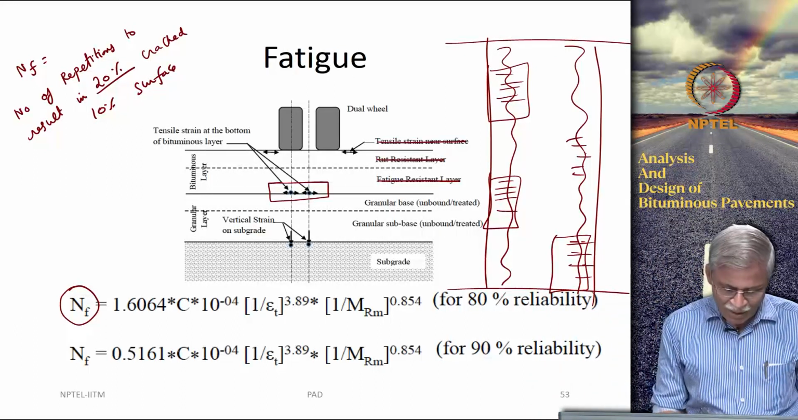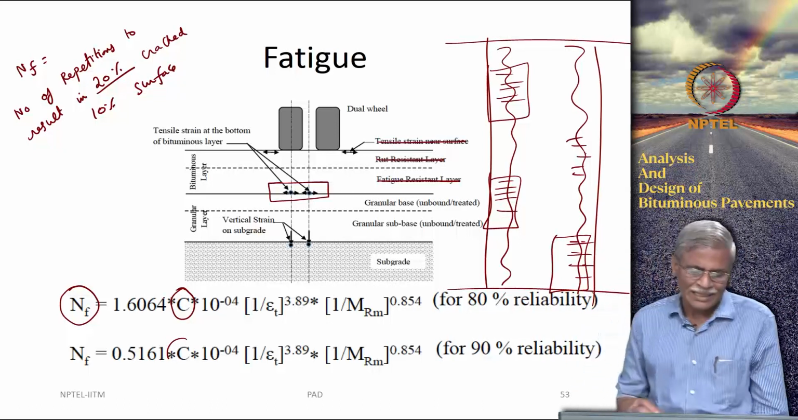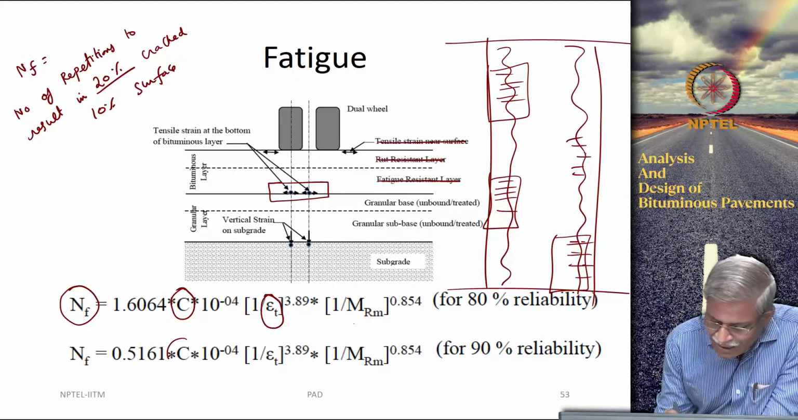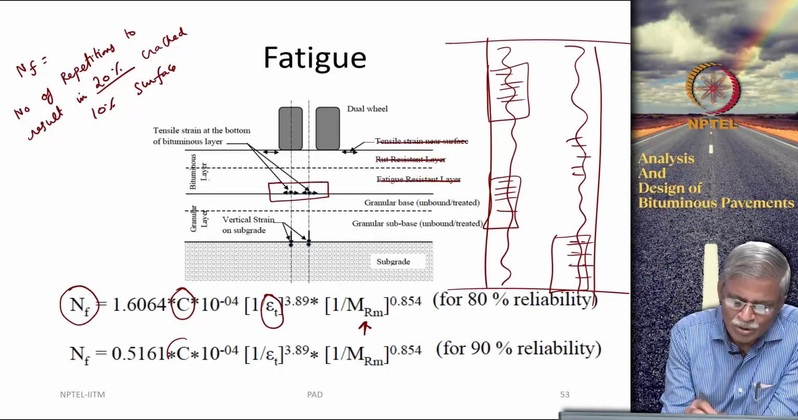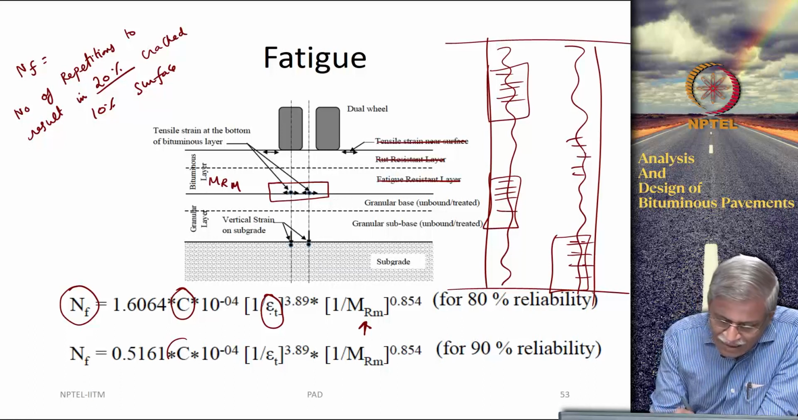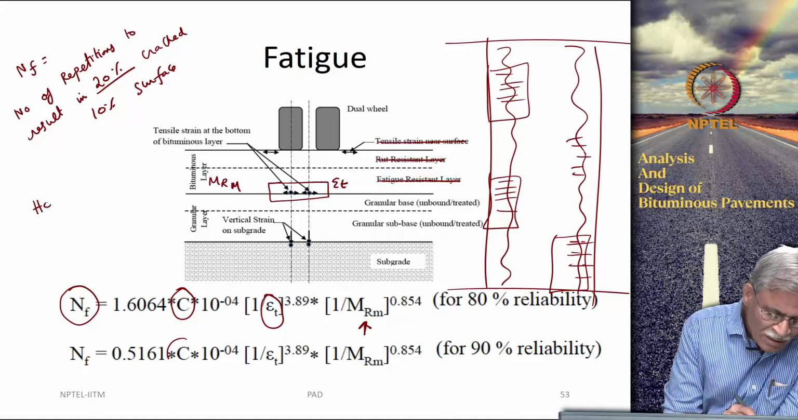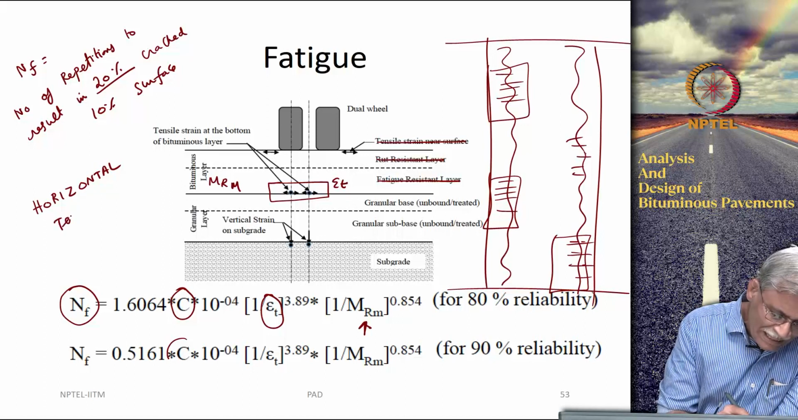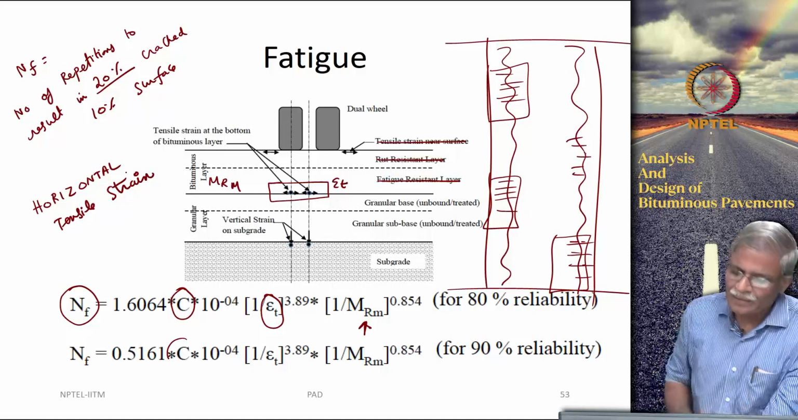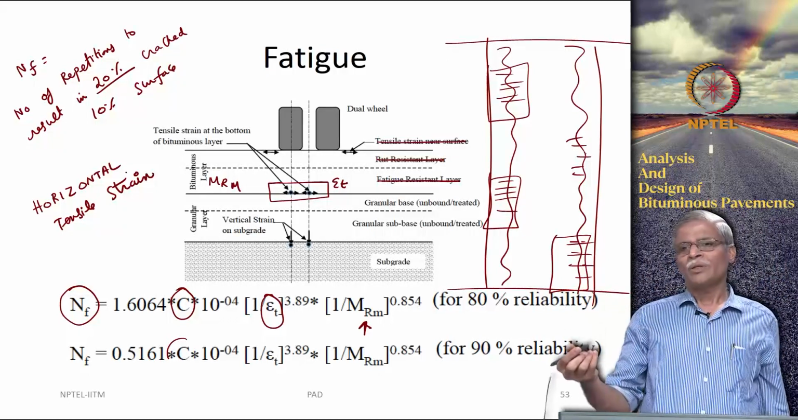Now, come here. So, for a moment let us not worry about this factor C, that will be discussed later. So, there is something epsilon t, and this is the resilient modulus, or whatever is the modulus that we wrote here. Now, this is epsilon t. Okay. So, this is horizontal tensile strain.